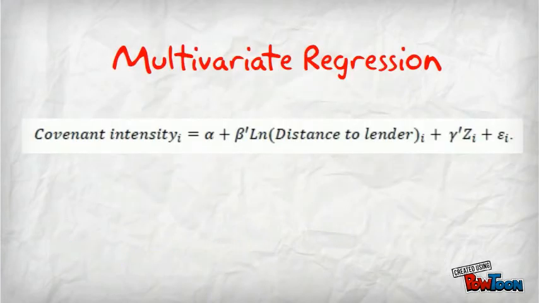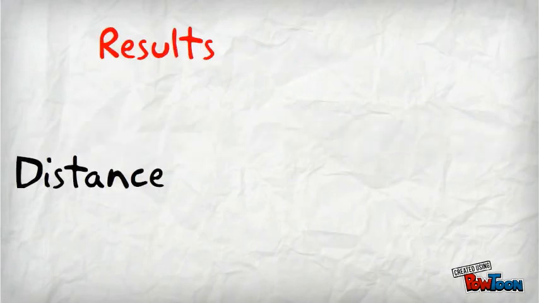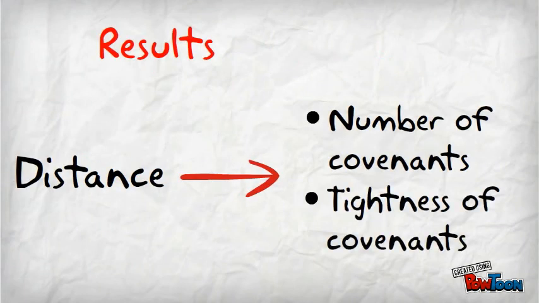They test the relationship between distance and covenant tightness in a multivariate regression. The results of the test provide evidence that covenant intensity is positively associated with the distance between the lender and the borrower. So, the greater the distance, the higher the number of covenants included in a contract, and the more the focus lies on covenants that take care of ex ante information asymmetry problems.